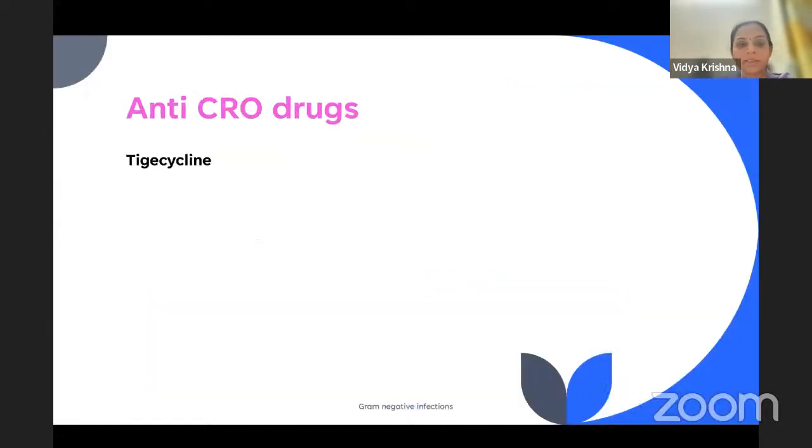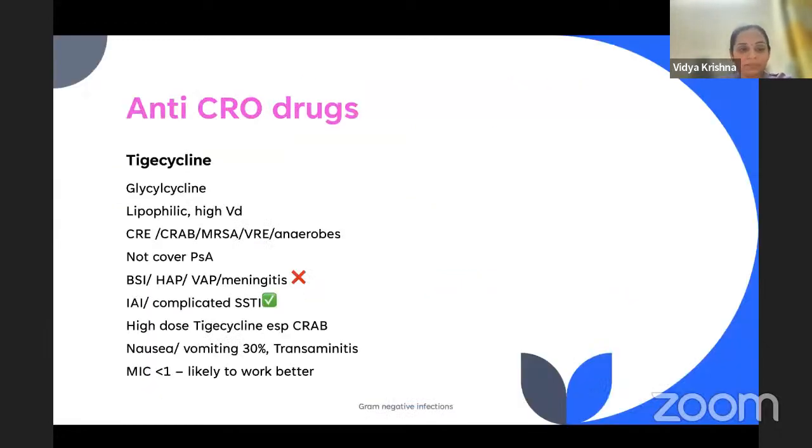So among other drugs that we have is tigecycline. This is a glycylcycline and it's a very highly lipophilic drug, and this drug has a high volume of distribution, which means that it doesn't stay in the blood at all. As soon as you give it to the patient, it will diffuse into the tissues. Okay, it has a very broad antimicrobial spectrum: gram-negative, gram-positive, anaerobes, everything it covers, but it doesn't cover Pseudomonas. Okay, so that's very important to remember.